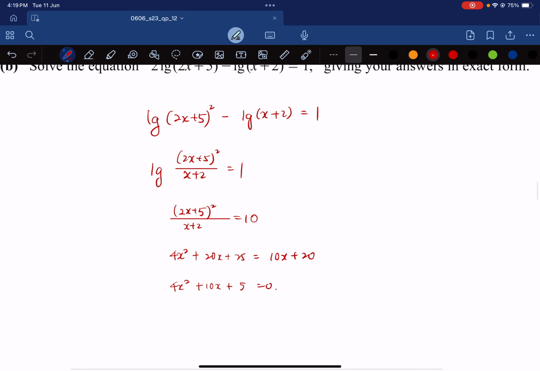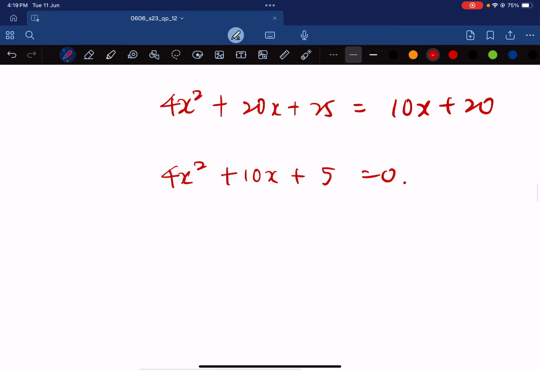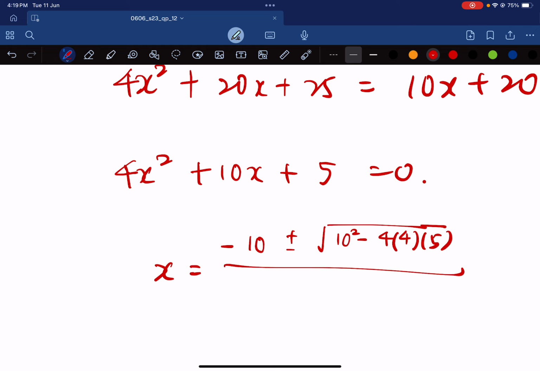Double check. Yeah, I copied the question correctly. First step correct. Second step correct. Third step correct. Fourth step correct. Yeah, then it should be correct. Okay. So if we cannot factorize it, just use the quadratic formula, negative b plus minus square root b squared minus 4 times a times c divided by 2a.